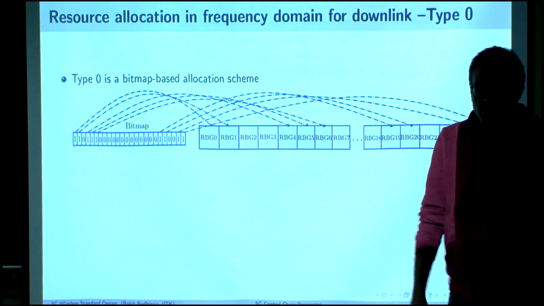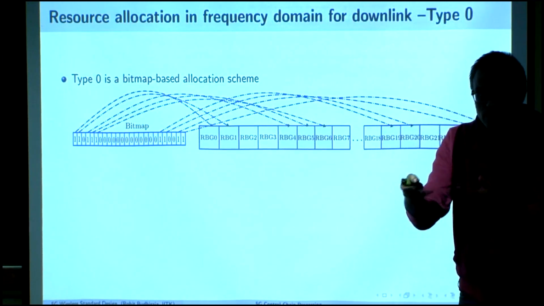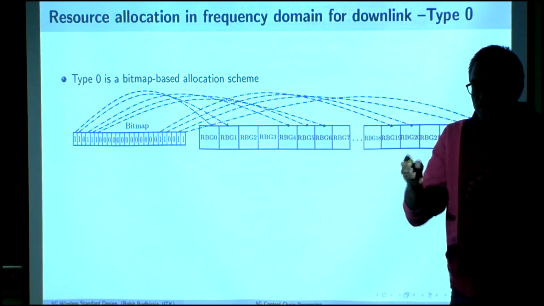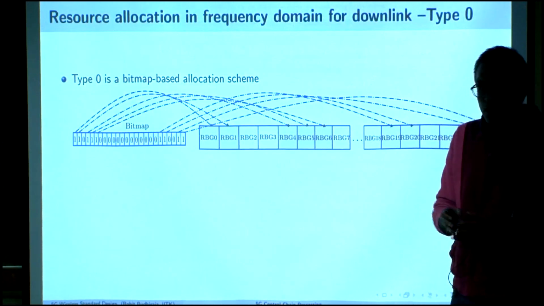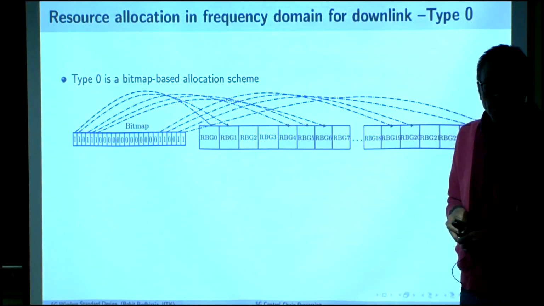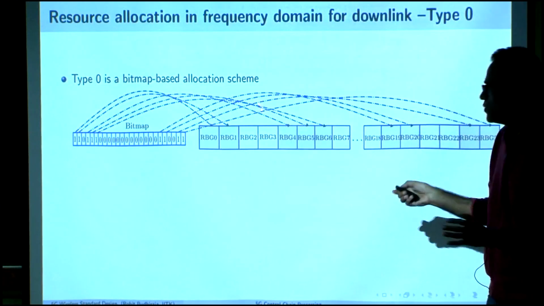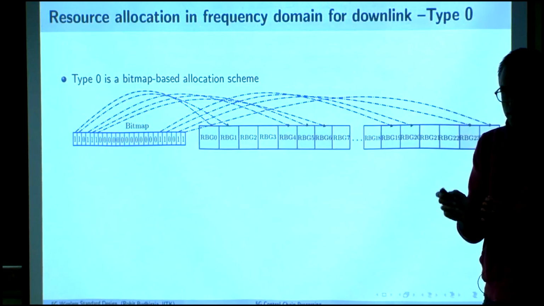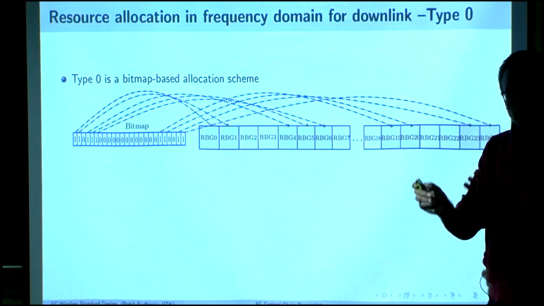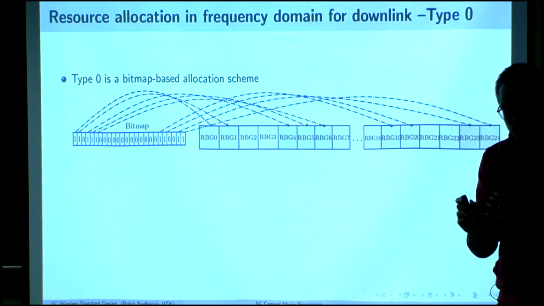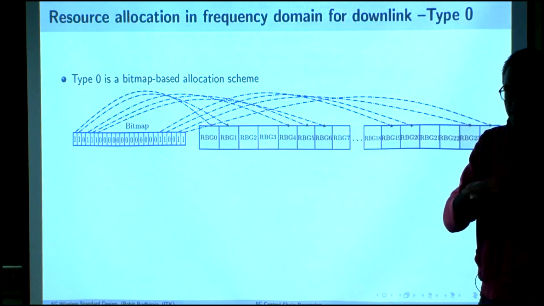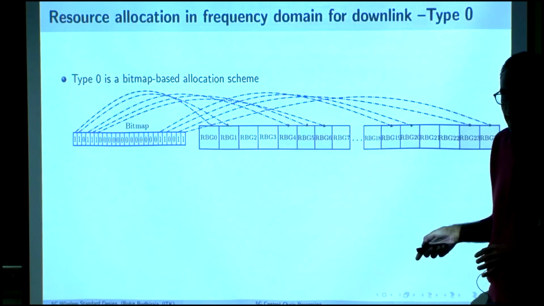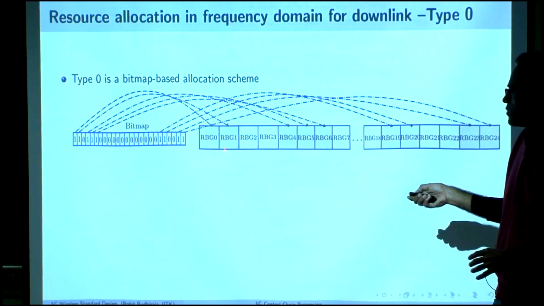You will need 275 bits. Well, how many PRBs are there? 275 PRBs. So you will need a 275-bit-long bitmap, which is humongous. So what you do is you group some number of them, 3, 4, 5, and assign them together because you want some reasonable overhead, a reasonable length of this bitmap. So that's what you do over here.